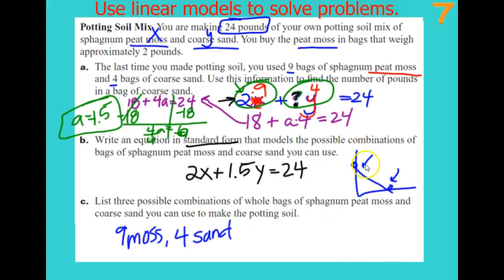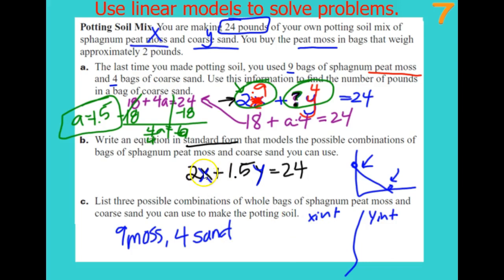Easy way that I would say is try and figure out how many could you use of all of one or all of the other. This is basically finding our x-intercept and our y-intercept. You don't actually have to graph it. We're just going to plug in a 0 for one. Like if we don't use any of the sand and we use all peat moss, well, let's see how much we would have to get.